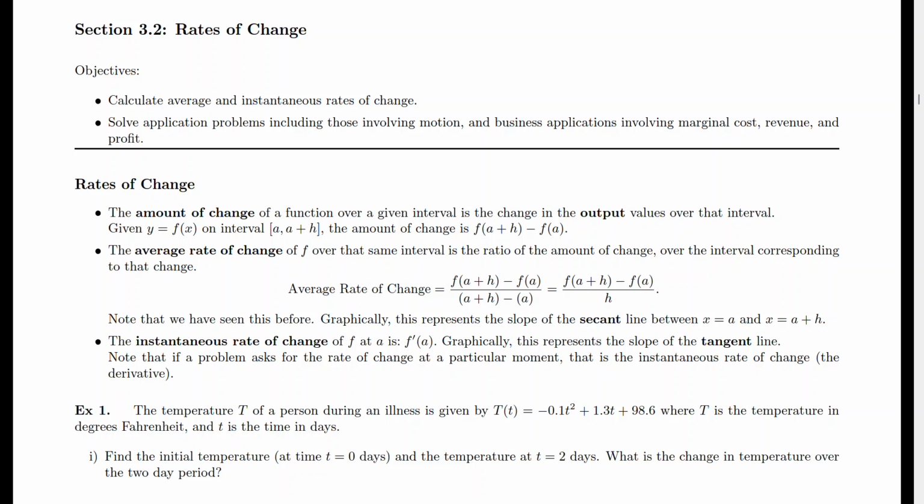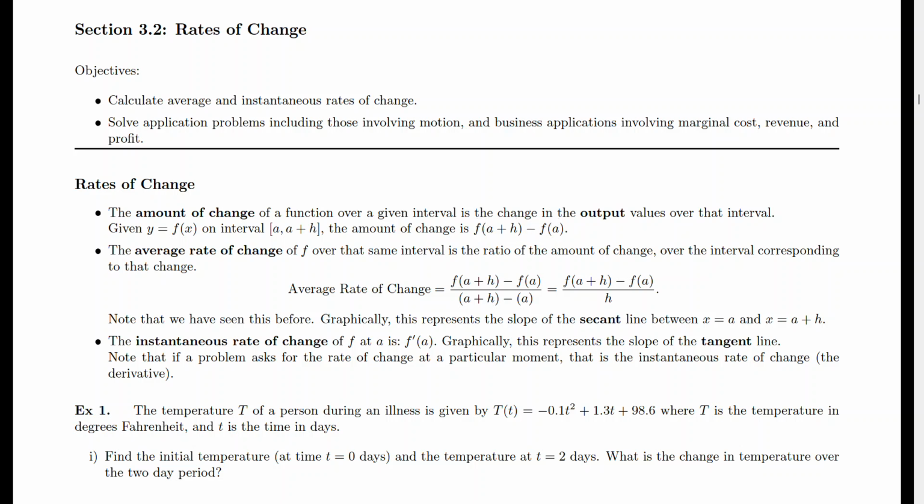Some of these terms that we're going to talk about are things that we already discussed in previous videos, so we're just going to recall that the amount of change of a function f is the change in the output values over the interval that you're talking about. So if you have an interval going from a to a plus h and you're asking for the amount of change, that just means you want to do y2 minus y1, meaning f of the second coordinate minus f of the first coordinate in your interval.